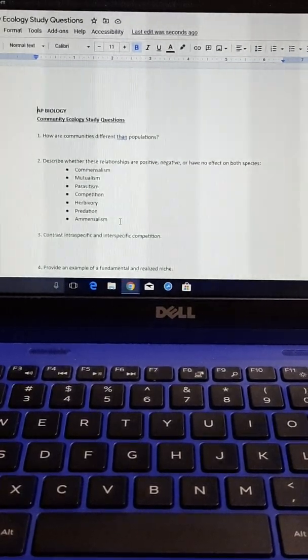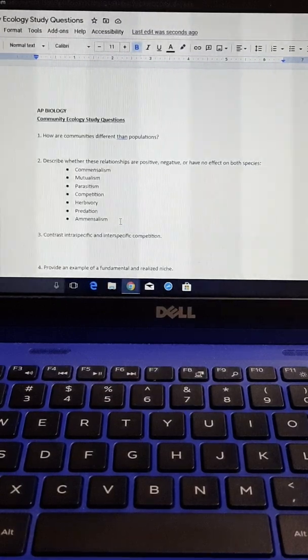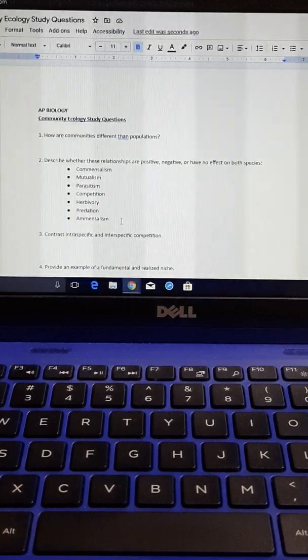Okay, hello everyone. This is again AP Biology, and we're going to look at community ecology study questions. Our first question here is, how are communities different than populations?